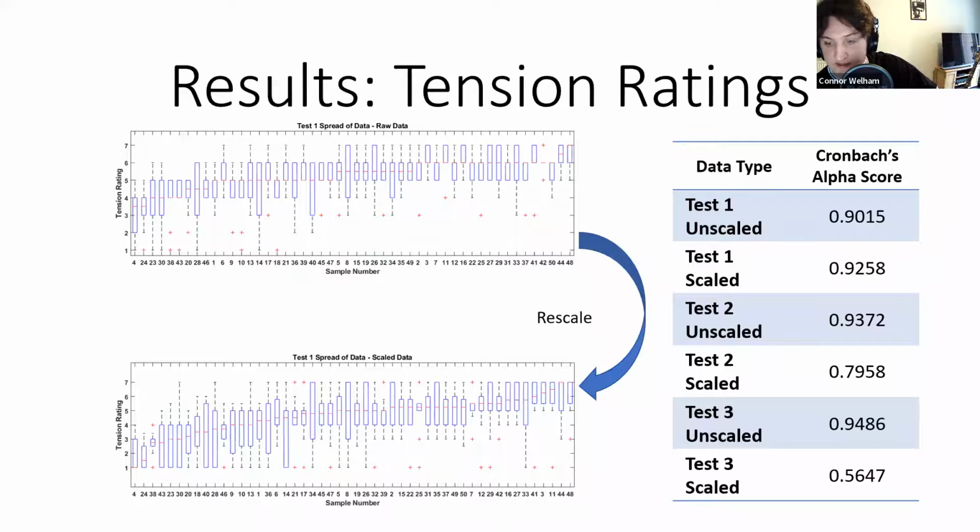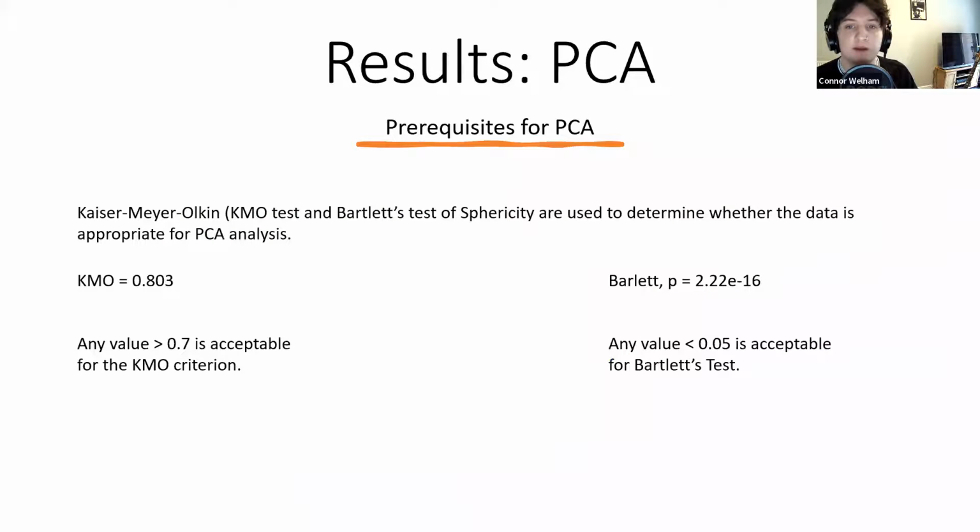rescaling the data. And as we can see on the right-hand side, the third test actually failed the minimal requirements for Cronbach's alpha. And as a result, any further analysis had test 3 results removed. Then afterwards, we could look into PCA, principal component analysis. This is very brief, but essentially the 2 prerequisite tests, Bartlett's test of sphericity and the KMO test, were run, and they both were fine. So the data was okay to be used in a principal component analysis.